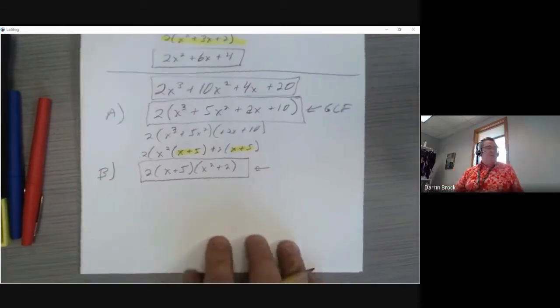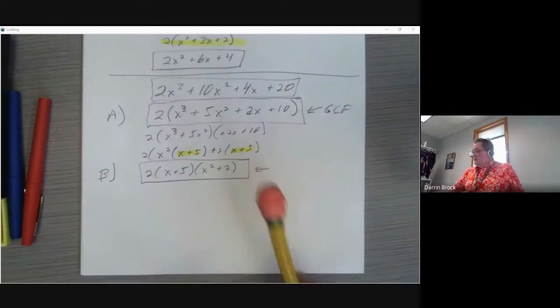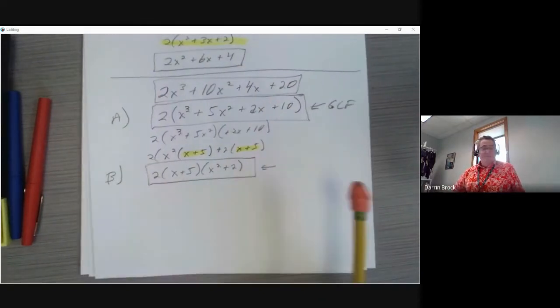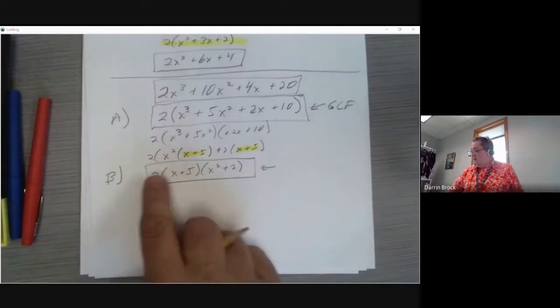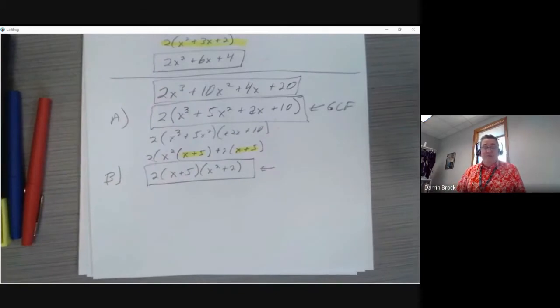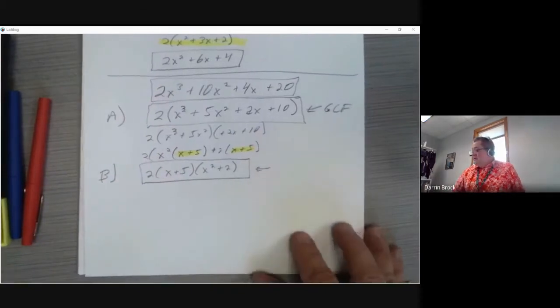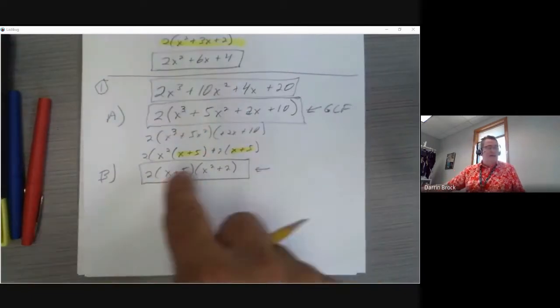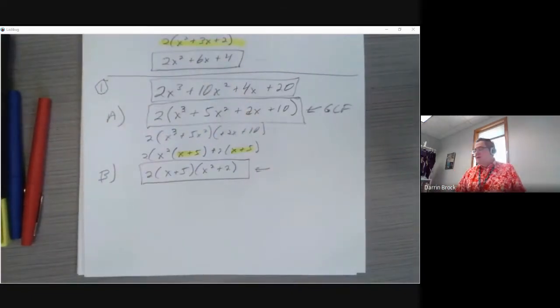So those are all three equivalent to one another. This is the original. This is with the greatest common factor. And this is completely factored. All right, so we've taken out the greatest common factor and we've factored this down to its two binomial factors. So that would be something like number 1 would look like. It'll have something like that, some kind of equation.